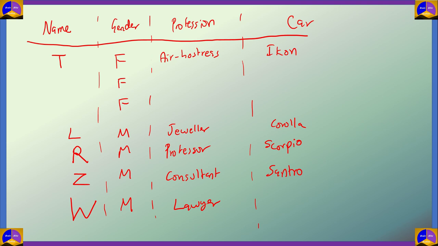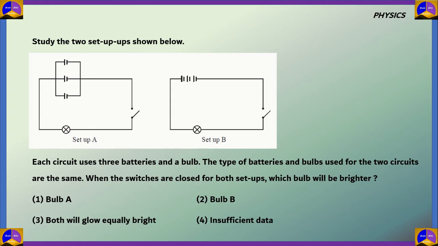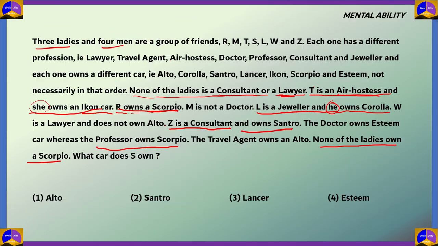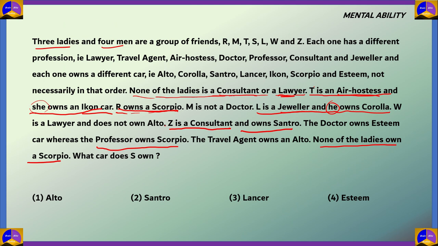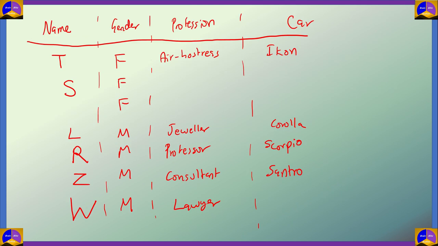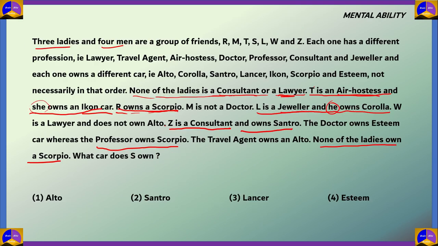So if we look at the other two letters, we have S, T, L, M. Yes, M. And so S and M are both females.